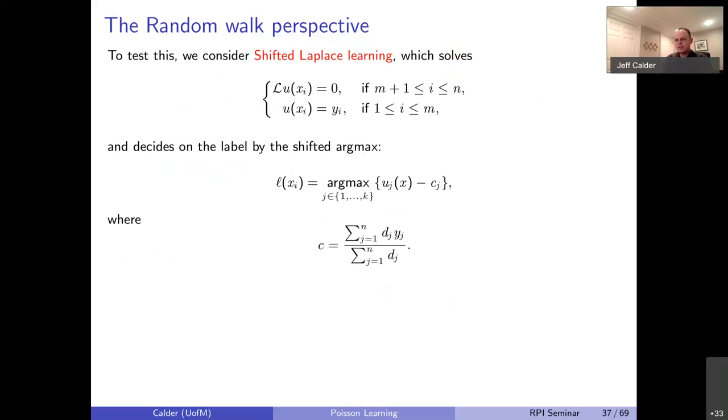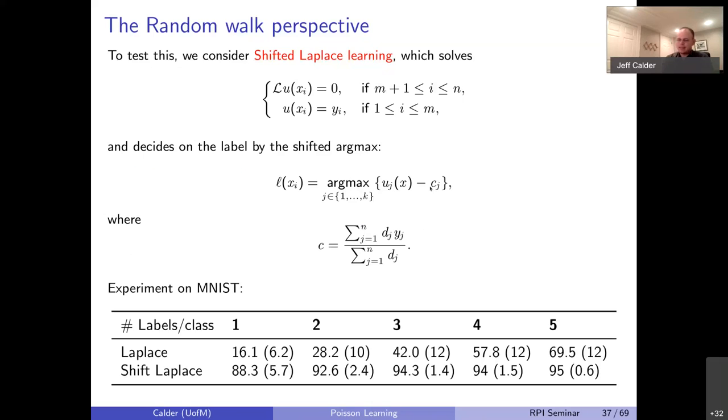Okay. So to test this, we looked at a shifted version of Laplace learning, where we take the solution to Laplace learning, we shift it by that constant from the previous slide that this thing will concentrate around, and then we use the same label decision. So all we're doing is this extra shift right here. And this makes a huge difference in the classification performance. So it goes from this sort of random guessing, 16% and so on, up to the low 90s to mid 90s at 1 to 5 labels per class. And all we're doing is centering the solution by this constant.